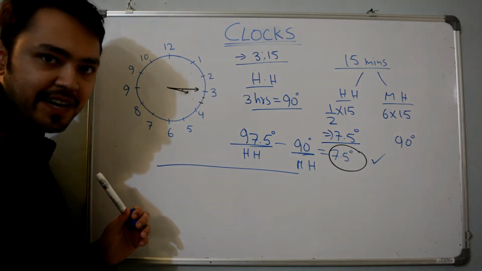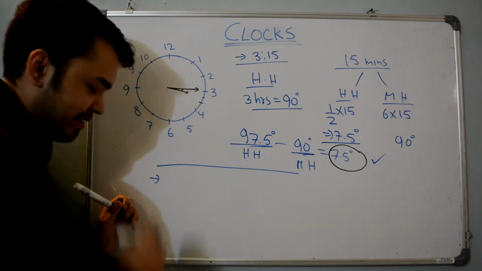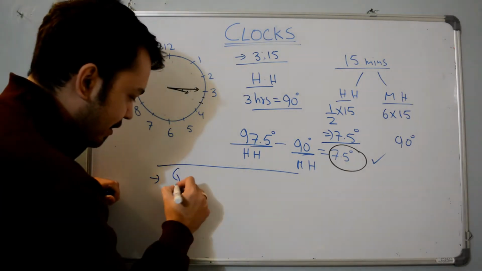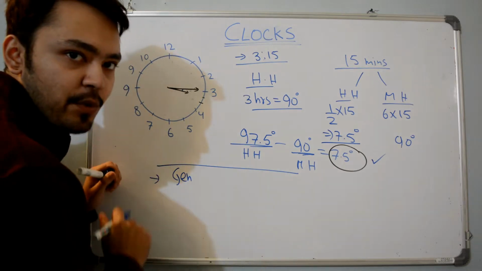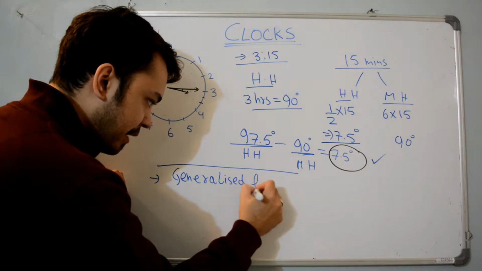Now another thing, we all know that there is a difference between doing a question by concept and mugging up a formula, right? And mugging up somehow is always easy. So okay, we'll make up a generalized formula to calculate the angle between the two hands of the clock.